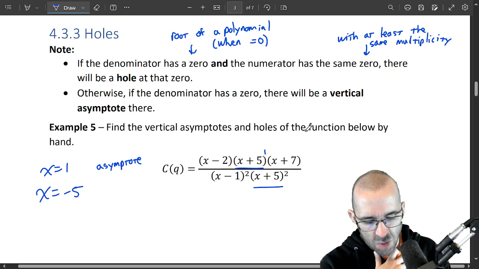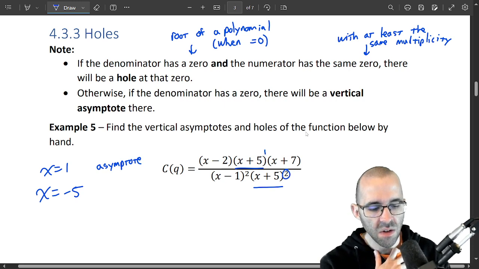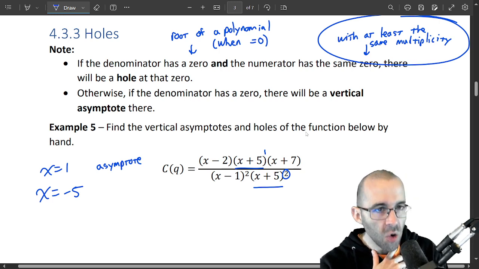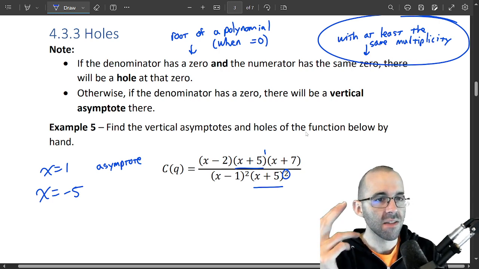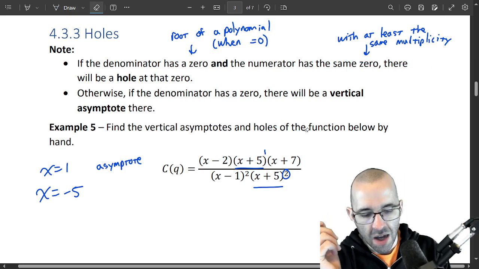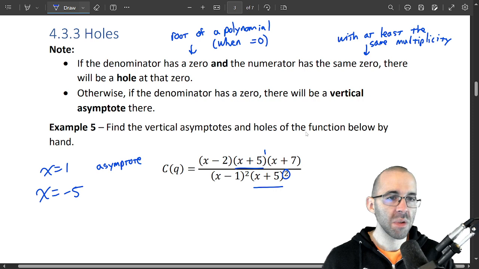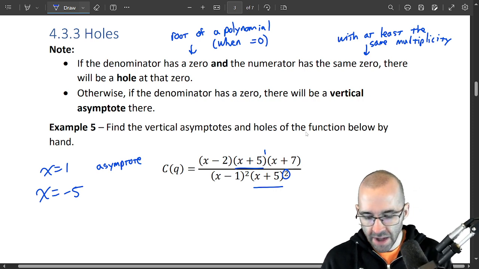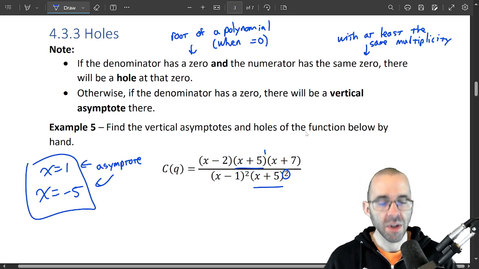Well, this is multiplicity 1. That was multiplicity 2. So this is not satisfied here. It's only a hole if the top has the same or bigger multiplicity. If the bottom has a bigger multiplicity, then it's a vertical asymptote. So actually, both of these are going to be asymptotes right here. We should have 2 vertical asymptotes.